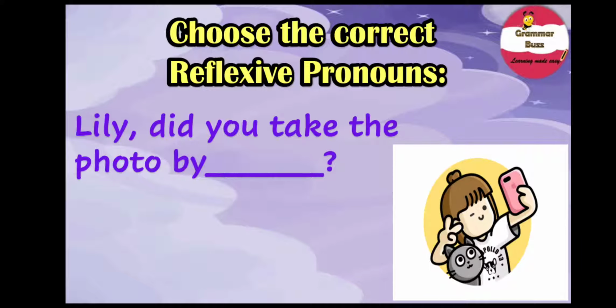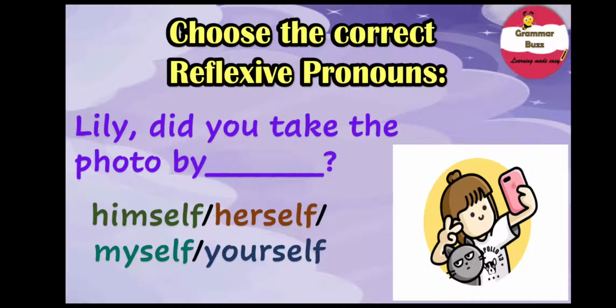And it says, Lily, did you take the photo by? Lily, did you take the photo by? And your options are himself, herself, myself, yourself. Well, what do you think is the correct option? Which one would you choose? I think you have already selected your option and you are right. It is yourself. Lily, did you take the photo by yourself? Good job.